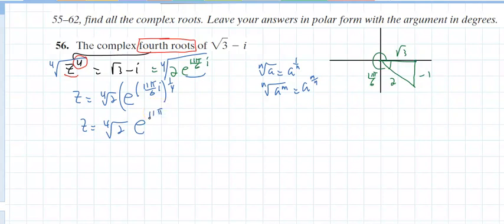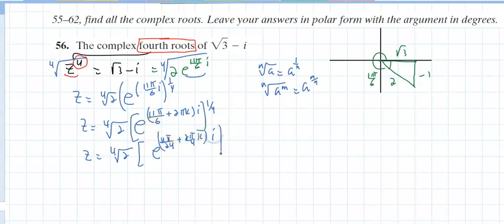divided by 6 plus 2 pi k i, all raised to the 1/4 power, and z will equal the fourth root of 2 times e, and if I multiply those, that's 11 pi over 24 plus 2 pi over 4 k i.